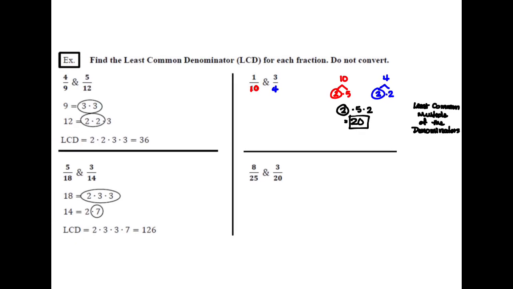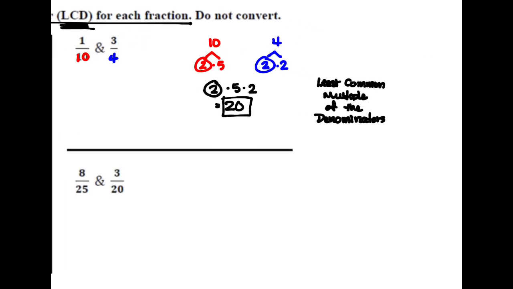It says find the least common denominator. And because it says least common denominator, I need the smallest one. So I need to do the least common multiple of the denominators. Okay, I'm going to do the second one on this screen this way, and then I'll show you a different way.